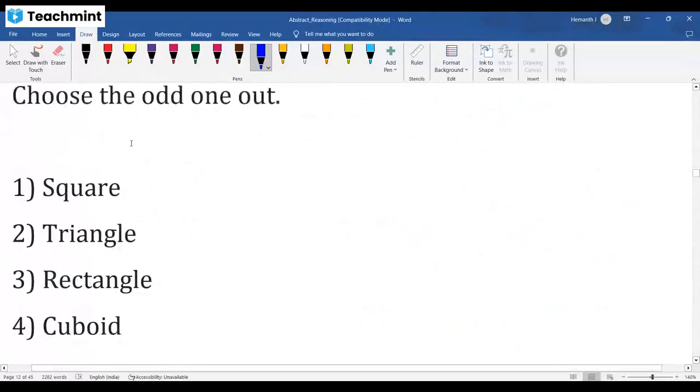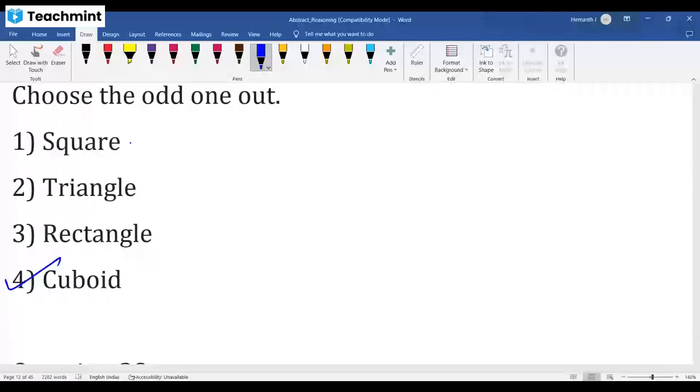Next, choose the odd one out here. Cuboid is the odd one out. Remaining all are two-dimensional. This is three-dimensional related. Cuboid is 3D, right?